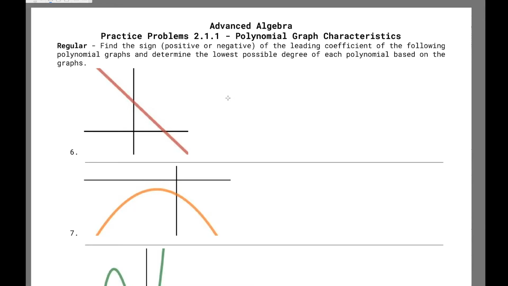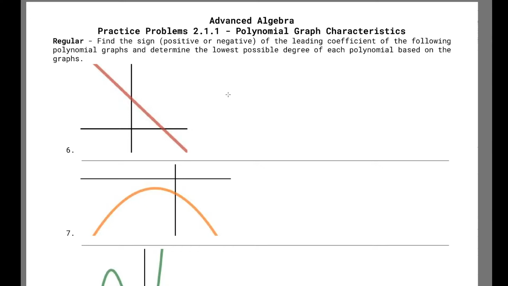All right, so this is going to be a video about polynomial graph characteristics. This first video is going to be about finding the sign of the leading coefficient of polynomials, as well as determining the lowest possible degree for each polynomial based on the graph.